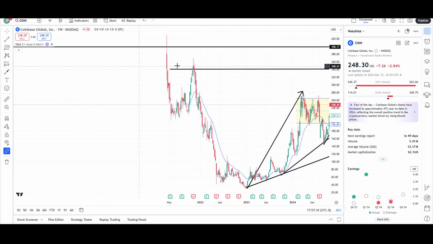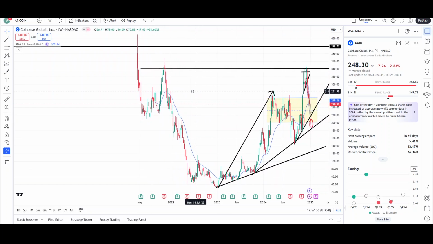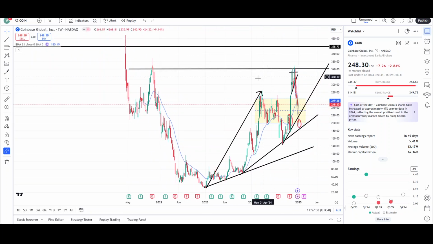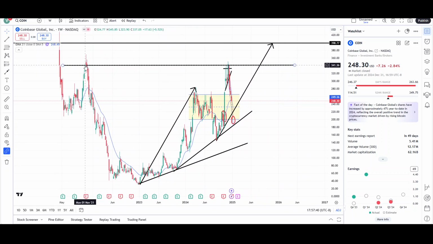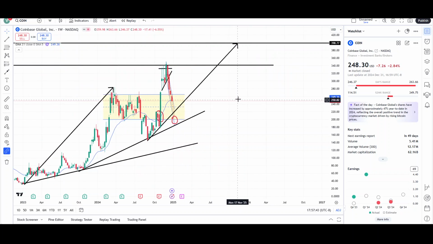No one knows for sure, but you can mark it, and you see that price slowly went up to it and could not pass it. So it's acting as a resistance once again at the 340 level. That led to this huge sell-off.